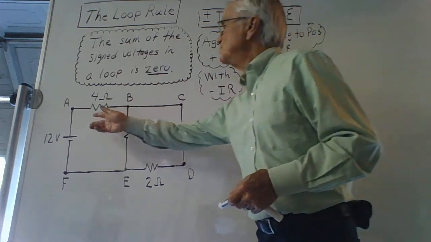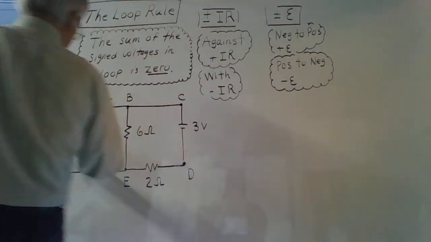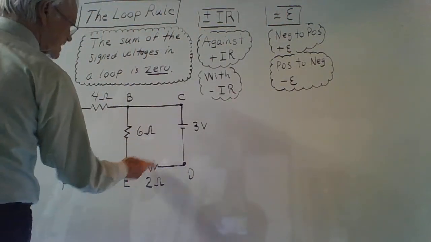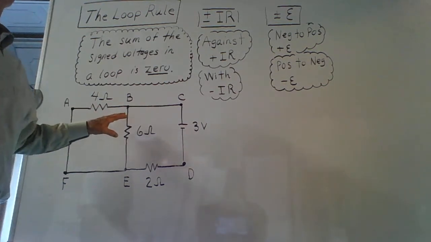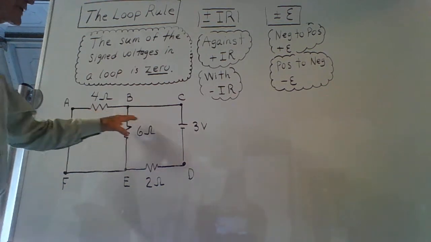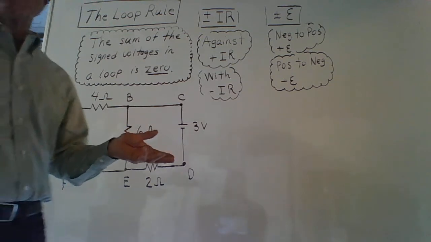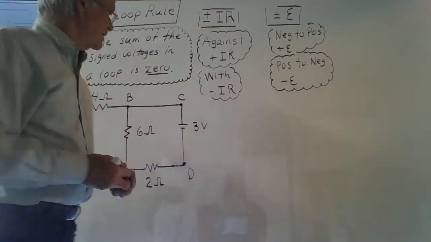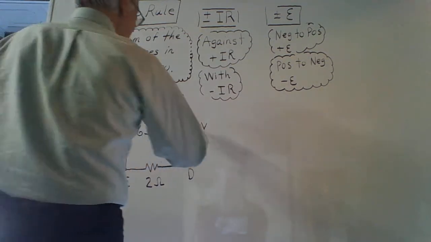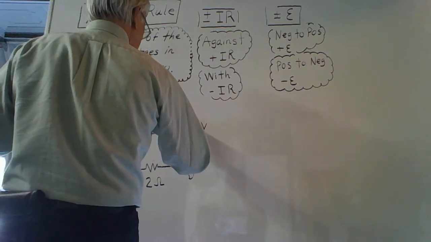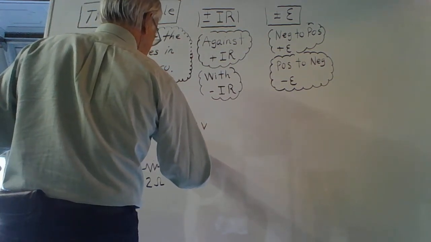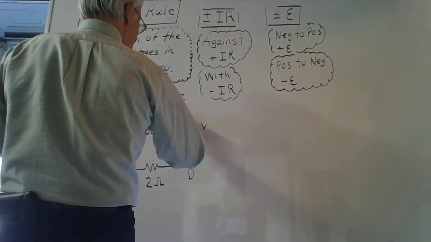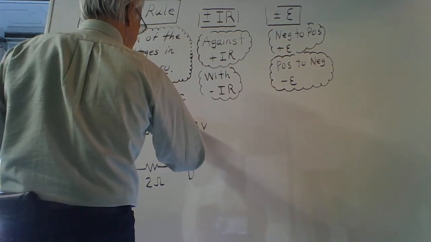I can pick any one of these elements, the battery there, this, that, and that. This problem is the same as the one shown in the notes. I will work it differently so you have two ways to look at this problem. I'll begin by taking the direction of the current in this 3-volt battery to be that way, and I'll assign the symbol name X to it.